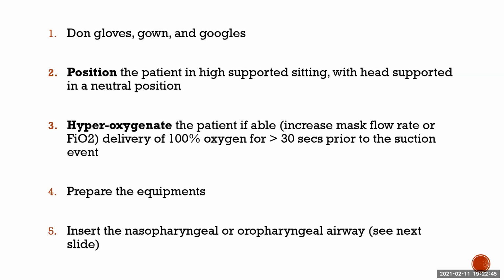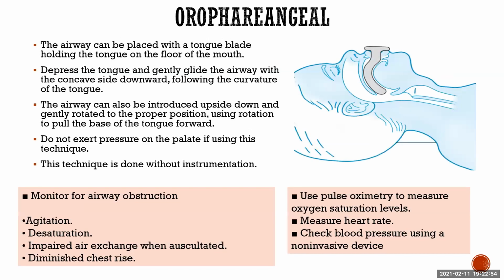And then prepare equipment and insert either the nasopharyngeal airway or oropharyngeal airway, depending on which one you use. First is how to proceed with the oropharyngeal airway. The airway can be placed with a tongue blade holding the tongue on the floor of the mouth. You can see from the picture here. We depress the tongue and slide the airway with the concave side downward, following the curvature of the tongue.